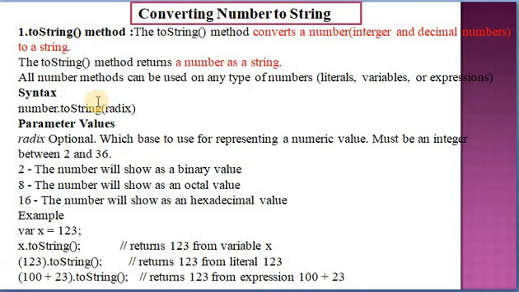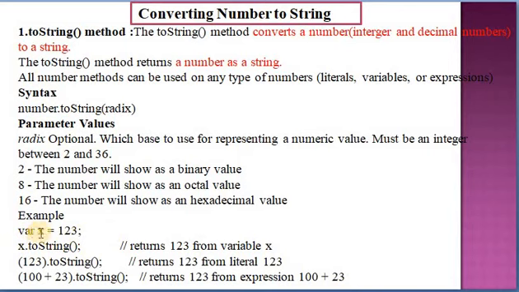The syntax of toString is number.toString(radix). Radix is an optional parameter used for representing numeric values and must be an integer between 2 and 36. Suppose the base is 2, it will show a binary number. Suppose the base is 8, it will show an octal value. Suppose you pass base 16, it will show a hexadecimal value.